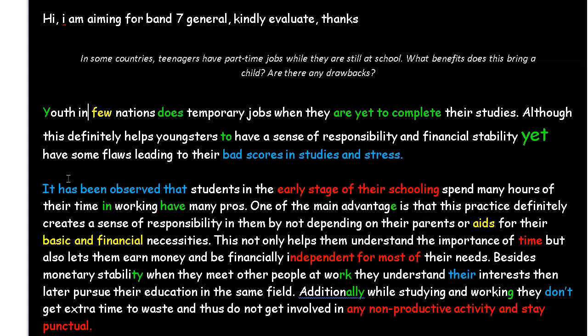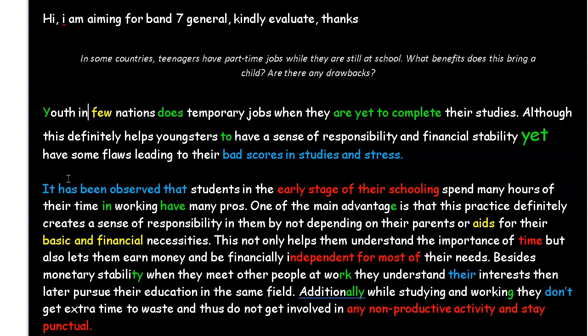Yellow is lexical or vocabulary. Green is grammar. "Are yet to complete their studies." When they are yet to complete. No, when they have not yet completed their studies. Okay, next in the second sentence, we have the two conjunctions error.